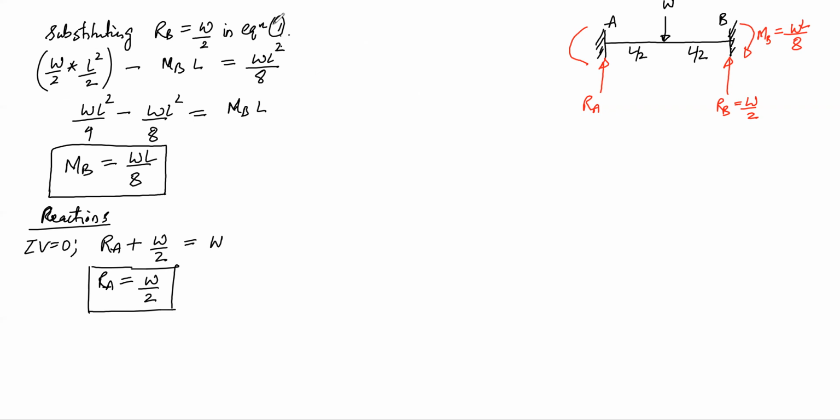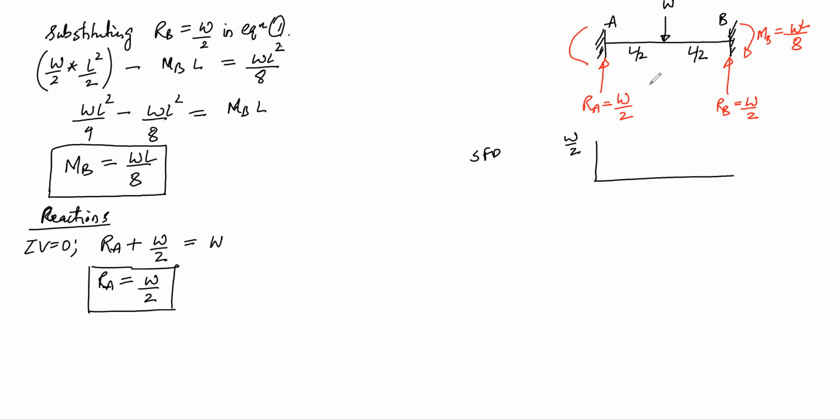So now we know RA is also equal to W by 2. So now you can draw the shear force diagram. You know RA and RB, so I can draw the shear force diagram. So at point A, there is upward force W by 2. So this has to go up by W by 2.